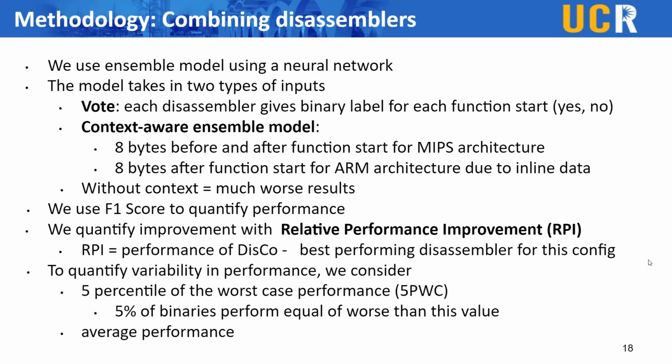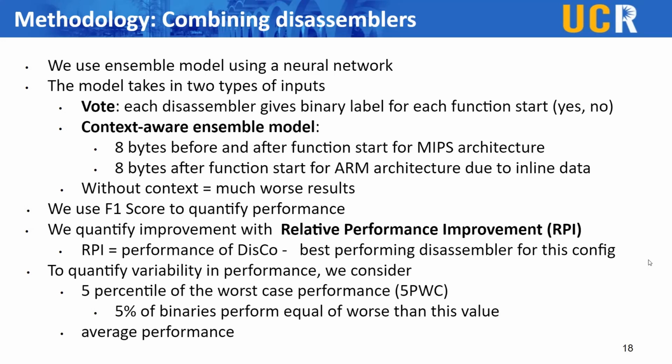If we look at the methodology, the main method here is about how to combine these disassemblers together. For that, we are using an ensemble model, which we have implemented using a neural network. This model takes in two types of inputs or features. The first one is a binary input from each disassembler for each function start, indicating whether it has discovered that particular function start, yes or no, basically 1 or 0. Not only that, we have decided to include the 8 bytes before and after the function start for the MIPS architecture, and only 8 bytes after the function start for the ARM architecture due to the presence of inline data. We feel that getting the 8 bytes around the function start is important because it gives more context to the particular function start.